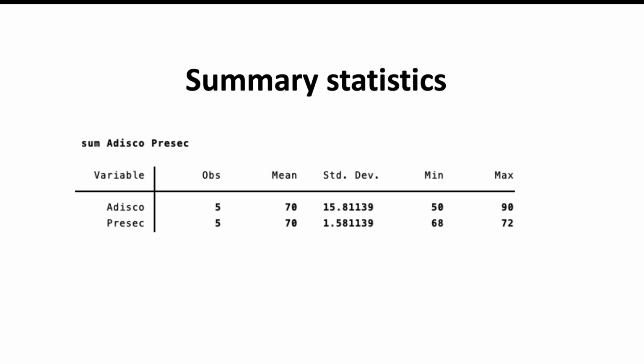What it means is that you probably would have some isolated brilliant students and some students who also have performed quite poorly. But for PRESEC, the standard deviation of 1.5 means that the data set is not too far away, or all the data points that you have are not too far away from the mean. And so almost all the students have performed around the mean, which is 70.